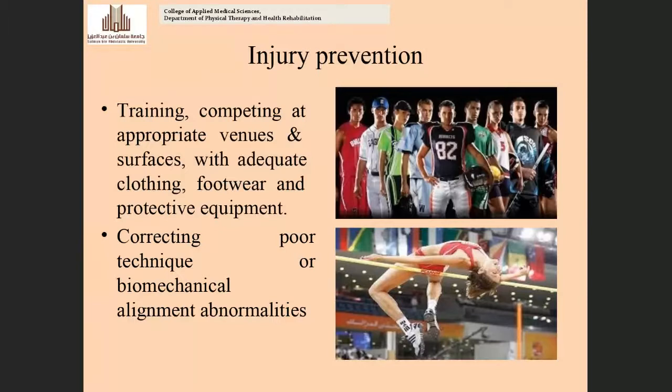So the injury management for acute and chronic cases is different, right? I have explained in detail. And now injury prevention: how to prevent the injury? As physical therapists, sports therapists, coaches or trainers, we are always trying to prevent injuries. Prevention is better than cure. So we always emphasize preventive methods and preventive training techniques to the players or athletes. So, proper training and competing at appropriate venues.